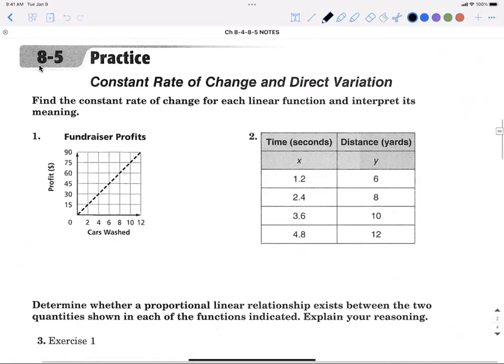Let's flip over here to 8-5. It's really much of the same. I'm just going to do one quick example and then be done. So it says, find the constant rate of change. Well, again, we know that constant, right? Constant rate of change for each linear. We know that constant and linear mean the same thing.